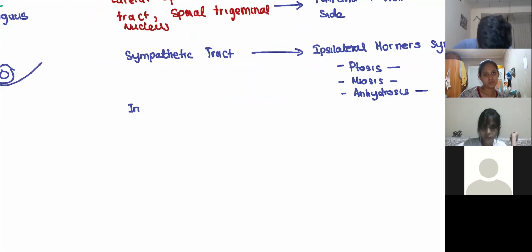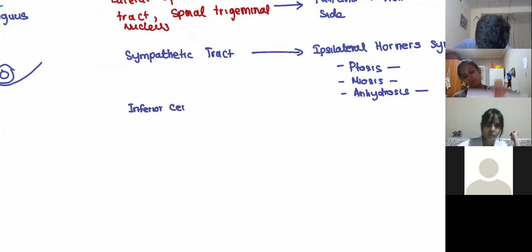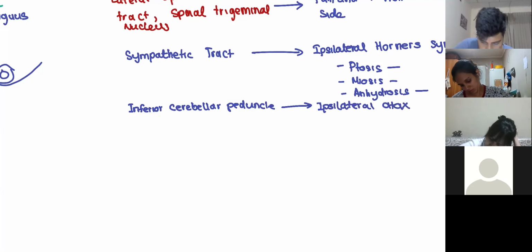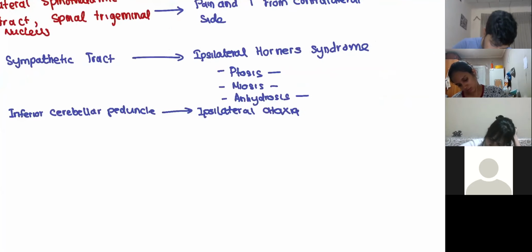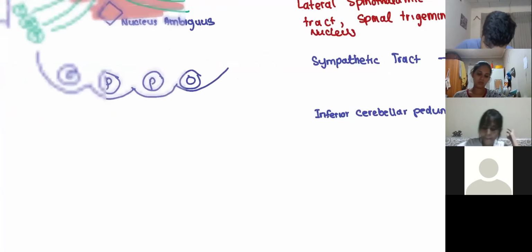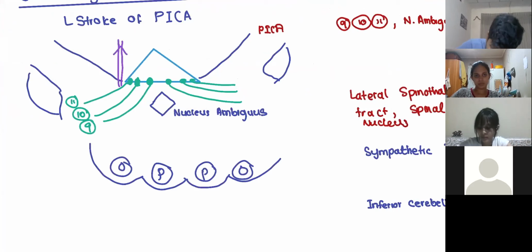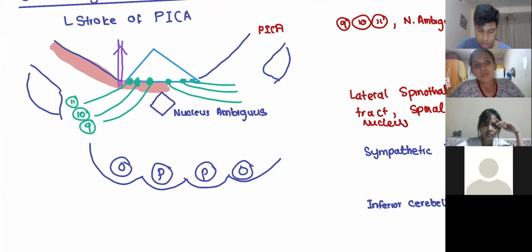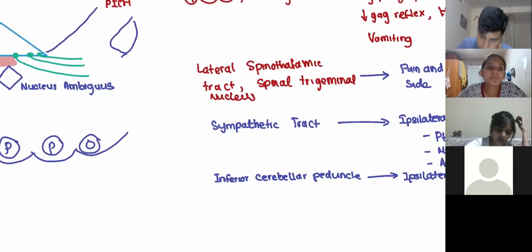And damage to the inferior cerebellar peduncle can lead to ipsilateral ataxia and dysmetria. So I hope you guys understand, even though I drew the damage to both sides, the damage will most likely be one side, as there are always 2 vessels, one for either side. It will be one side, okay? And you should be able to understand.